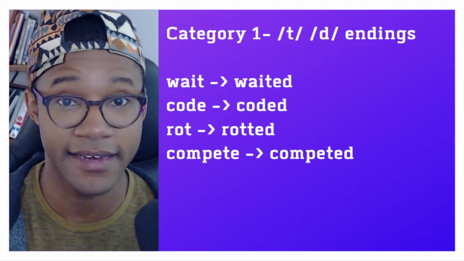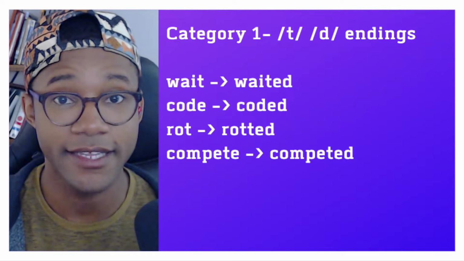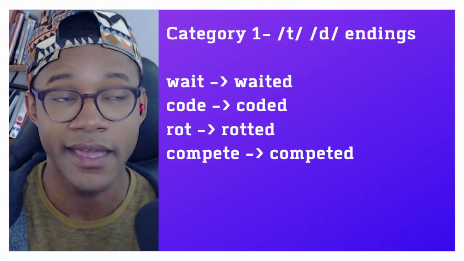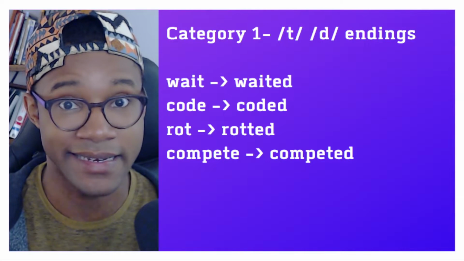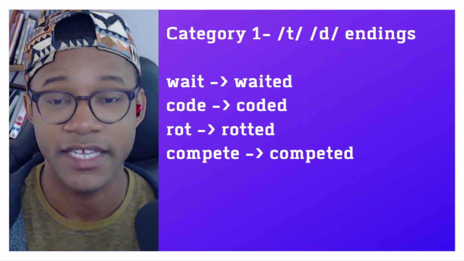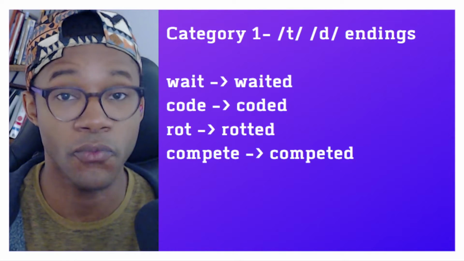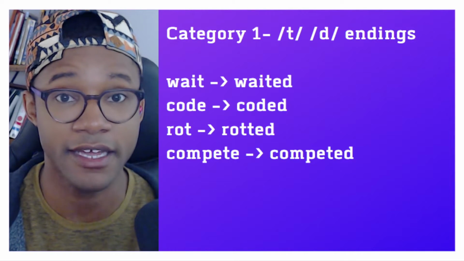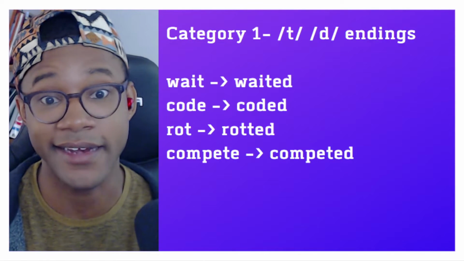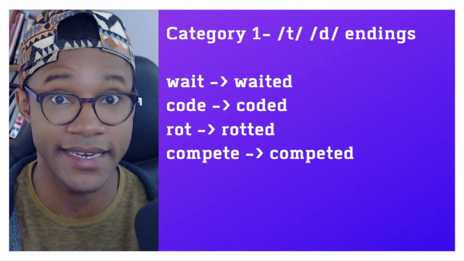the T and D ending. Basically, whenever you have the T or D sound at the end of a word, we are going to add an id sound to it. A really short, quiet id sound. So wait becomes weighted. Code becomes coded. Rot becomes rotted. And compete becomes competed.